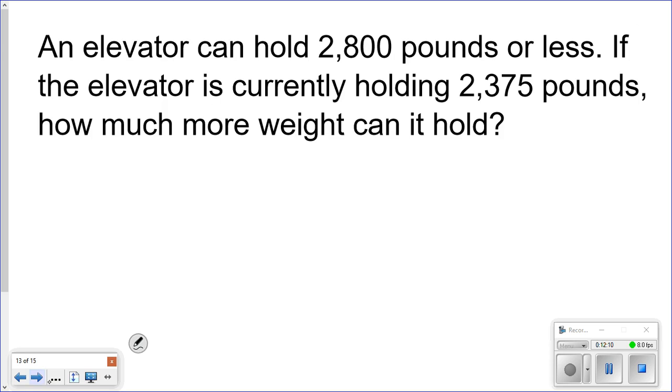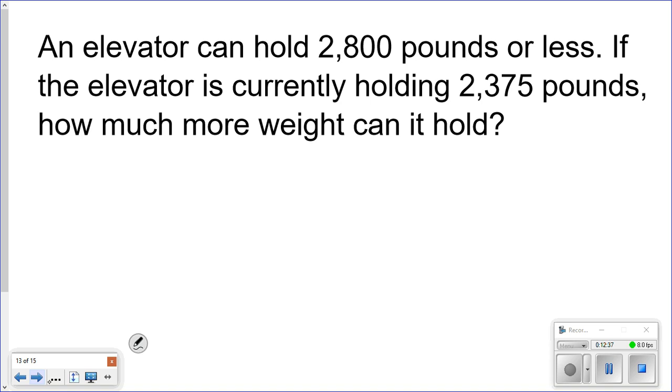Here's an actual legit story problem that has this. If you want to get it written down, you can, but I have other ones you can write down. It says an elevator can hold 2,800 pounds or less. If the elevator is currently holding 2,375 pounds, how much more weight can it hold? Our job is to write an inequality to figure out how much more weight this thing can hold.